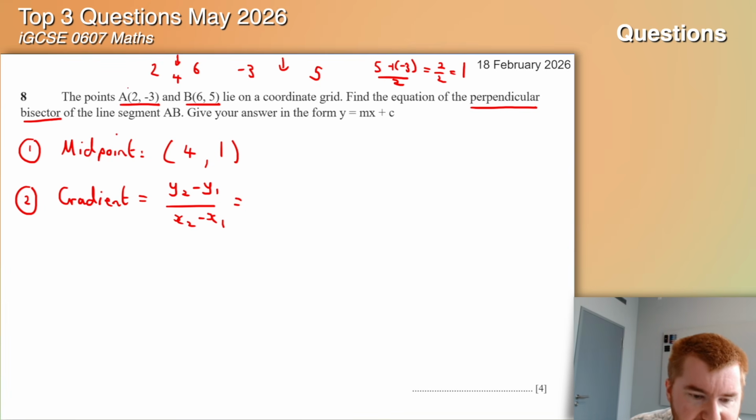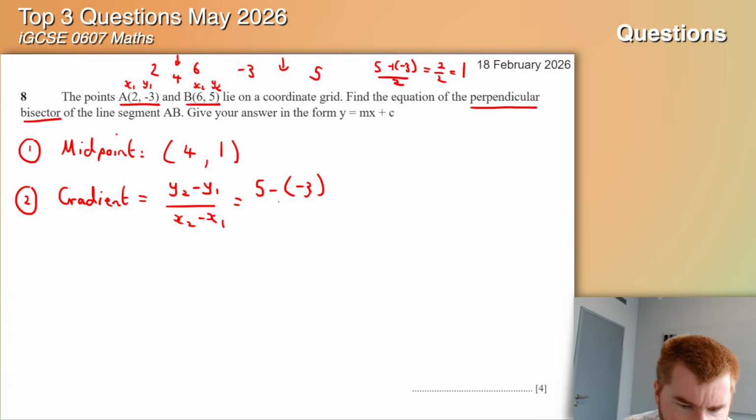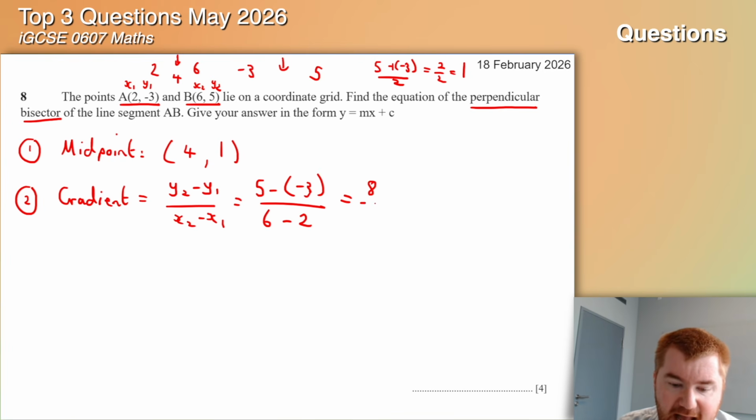Well, we label our points, so we have x1, y1, x2, y2, and then we just substitute it into the formula. So our y2 is 5 minus, our y1 is minus 3, so we've got 2 negatives, watch out for that. Divided by x2, which is 6 minus 2. So remember, 2 negatives make a plus, so 5 plus 3 is 8. 6 minus 2 is 4, and so we get the gradient of 2 between A and B.